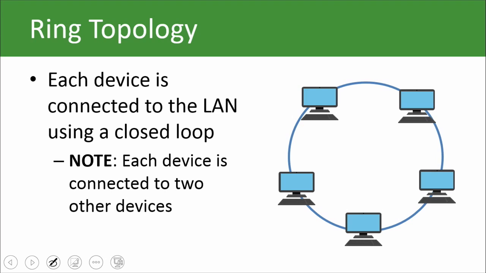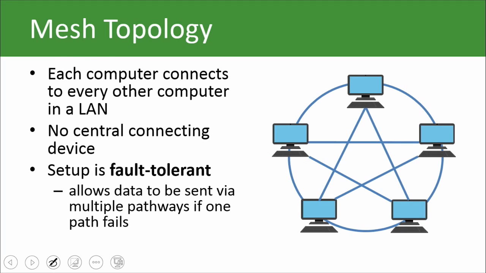A ring topology. This is one of my favorites to draw if I'm ever in a classroom setting. Each device in a ring topology is connected to another. And note that each device is actually connected to 2 other devices. So if we have computer 1 here, it's connected to computer 5, and then it's also connected to computer 2. Cool.